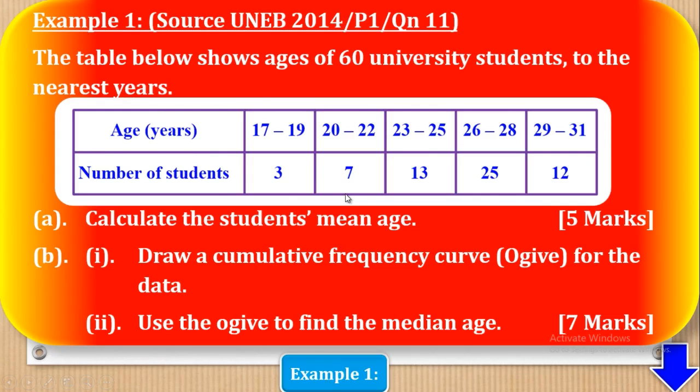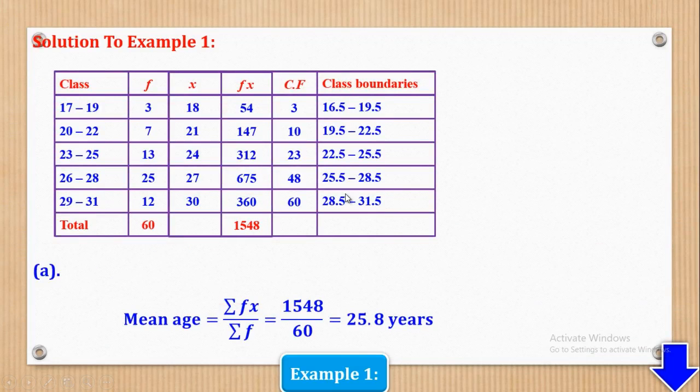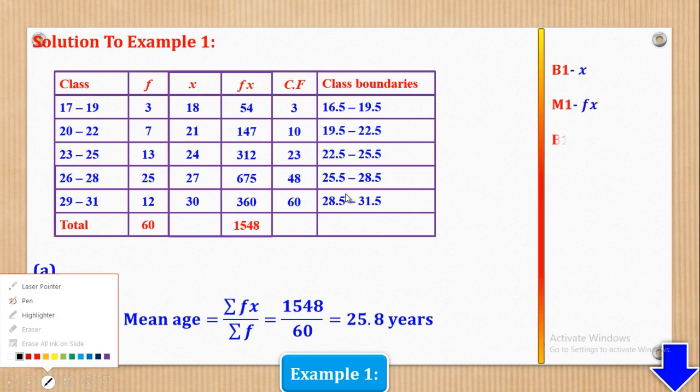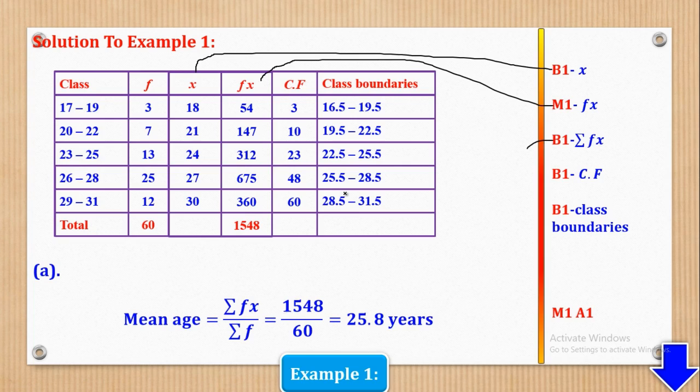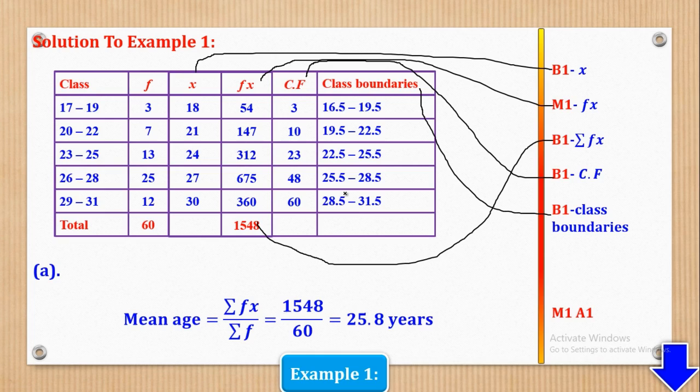So now we shall go to part B, where they ask us to draw the Ogive and use it to estimate the median. Now, before we go to the Ogive, let's see how marks can be awarded for this slide. B1 is for you to generate the values of x, and M1 is for you to generate the values of fx. B1 for you to add up all those values. Another B1 for generating the values of frequency, and another B1 to generate the values of class boundaries. Then here M1 is for you to substitute in the formula for mean, and A1 is for you to get the output.